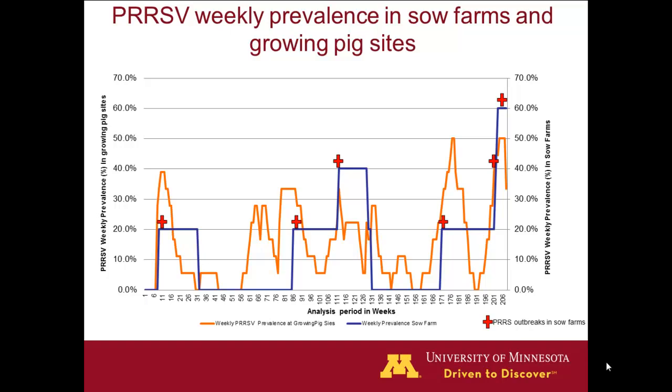So there were 6 outbreaks. As you see an increase of prevalence in different periods in the growing pigs, you also see an increase of prevalence and even some detection of outbreaks in the sow farms. So we got this observation. The next question here is whether this relationship is really significant, or whether it is just an observation.